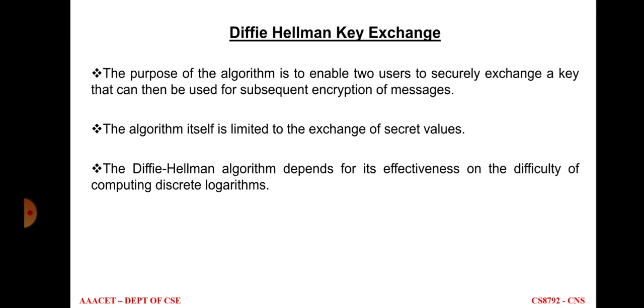It was found by Diffie and Hellman, and the main purpose of this algorithm is to exchange a secret key between two users in a secured manner. So that is the main aim of this key exchange algorithm. It enables two users to exchange a key securely, which can be used for the subsequent process of encryption. The algorithm is used to limit the exchange of secret values, and its effectiveness depends on the difficulty of computing discrete logarithms.